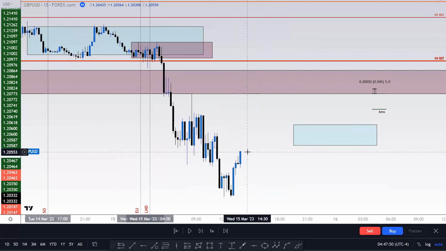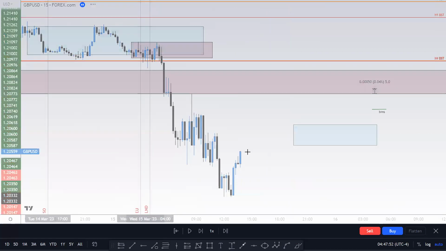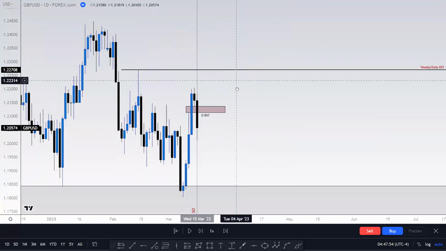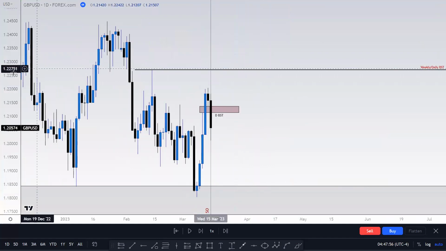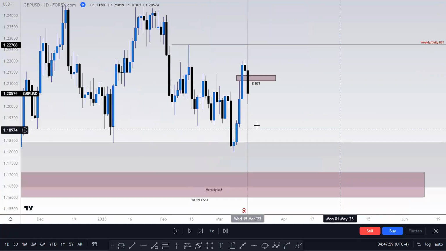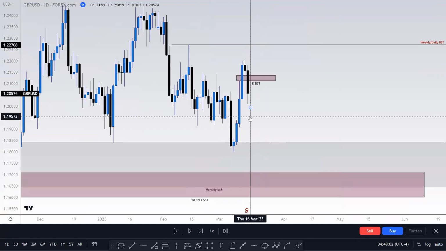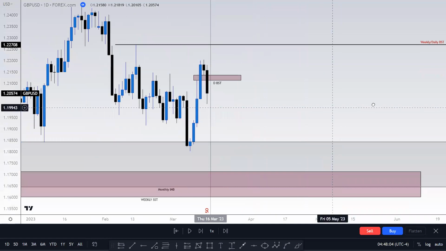Now, Thursday was the juicy day of the week. This was the day that made the waiting around on Tuesday and Wednesday very, very worth it, because on Thursday, my risk to reward was 1 to 7. I was able to grow my account by 1.8%. So it was a very, very nice day.